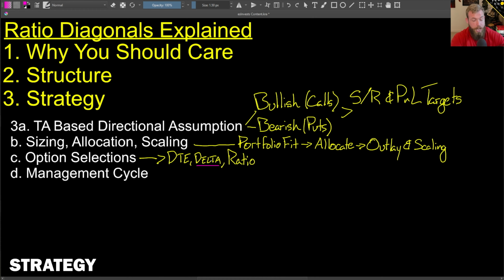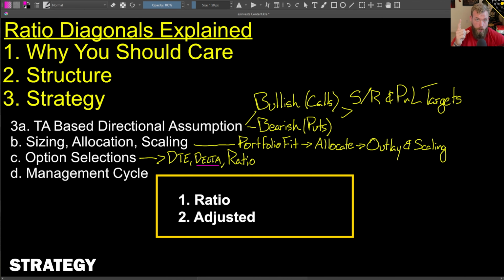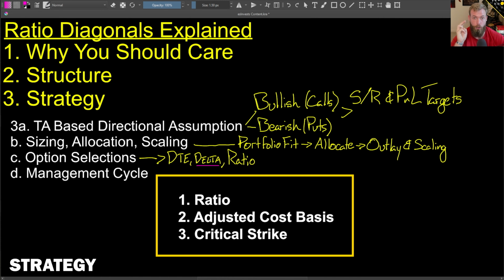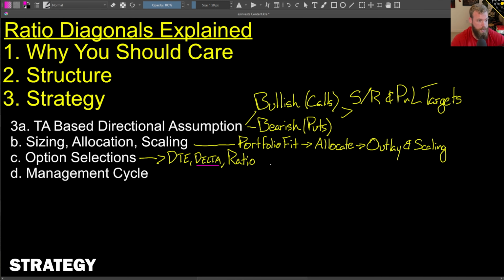And then for the short options, we need to pay very close attention to our ratio and our adjusted cost basis and our critical strike, which I'll get into in the example. And then the ratio. This is super simple. You buy whatever number of long options that you want. And then when you're selling the short options, you are faced again with a trade-off.